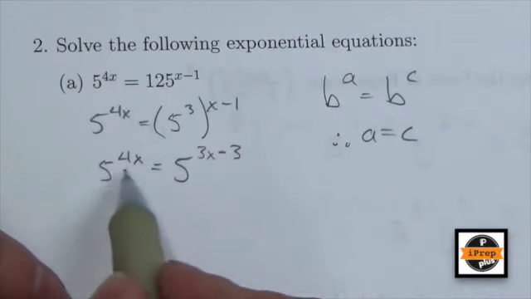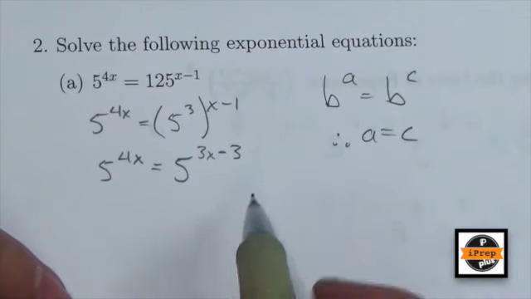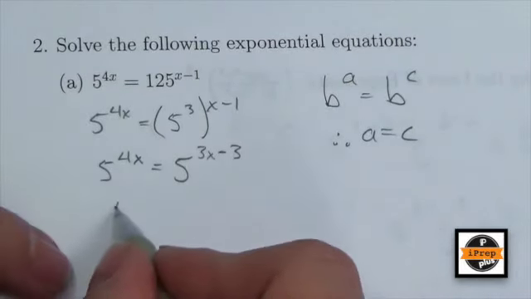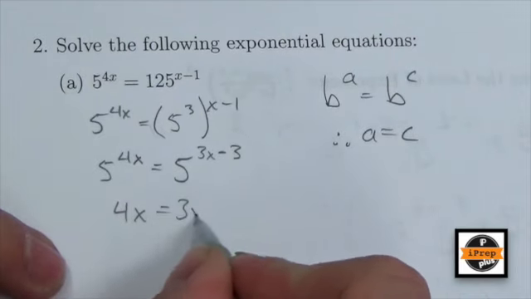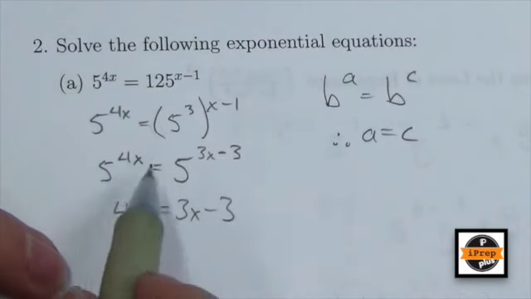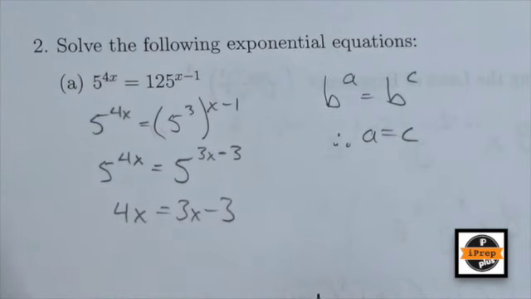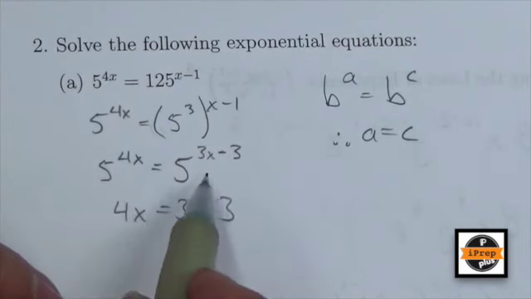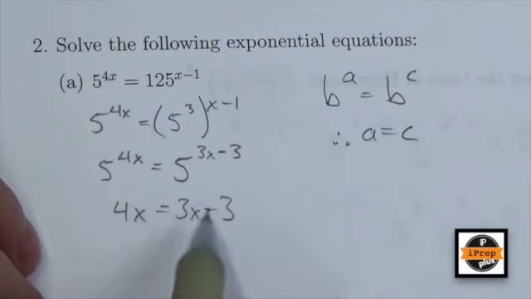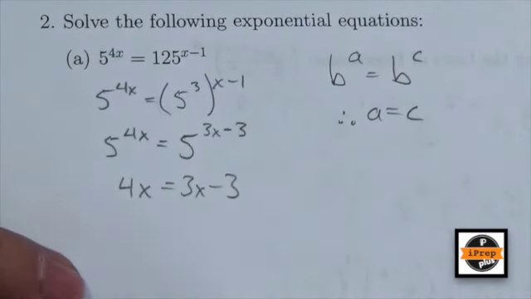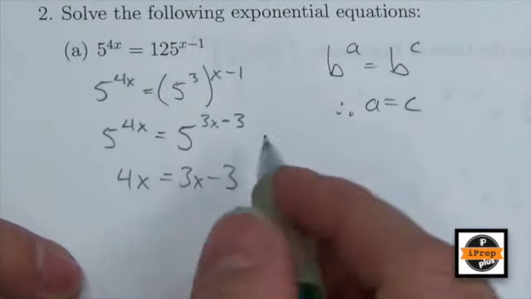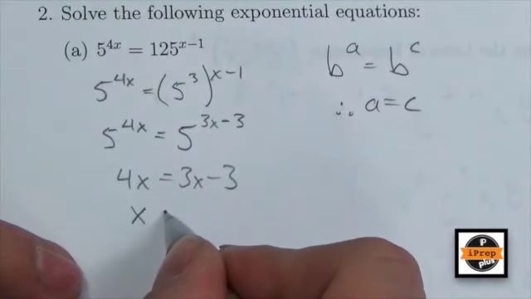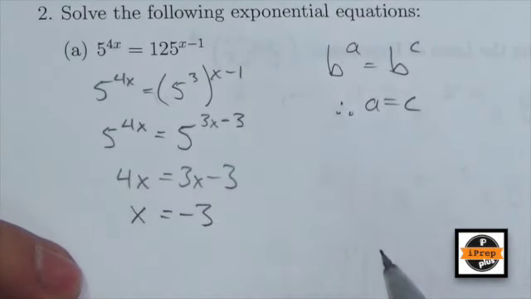And now I've got power equal to power. The bases are the same, so the exponents must be the same. Okay, it's not that I'm canceling the bases. There's no operation that does that. But I'm just saying that if they're equal and the bases are equal, I can conclude the exponents must be equal. And now I just solve this. I will subtract the 3x from both sides. And so x is going to equal negative 3. And that's the solution that I was looking for.